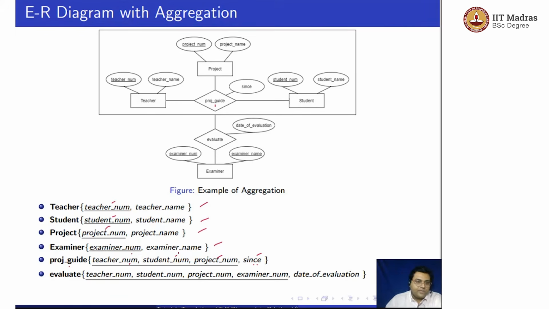That's since. For evaluate, we'll have the primary key of the project guide, that is this part, which comes over here, plus the primary key of the examiner table, that is this, along with the descriptive attribute for this particular relationship set.